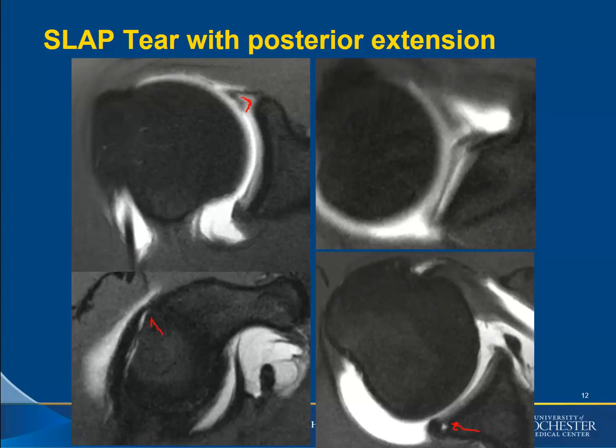And this sagittal image, when you catch it properly, nicely demonstrates the complete extent of this, extending from the posterior superior labrum all the way down the posterior glenoid to involve the posterior inferior labrum. So this would be a SLAP tear with posterior extension, also a SLAP tear type 8.